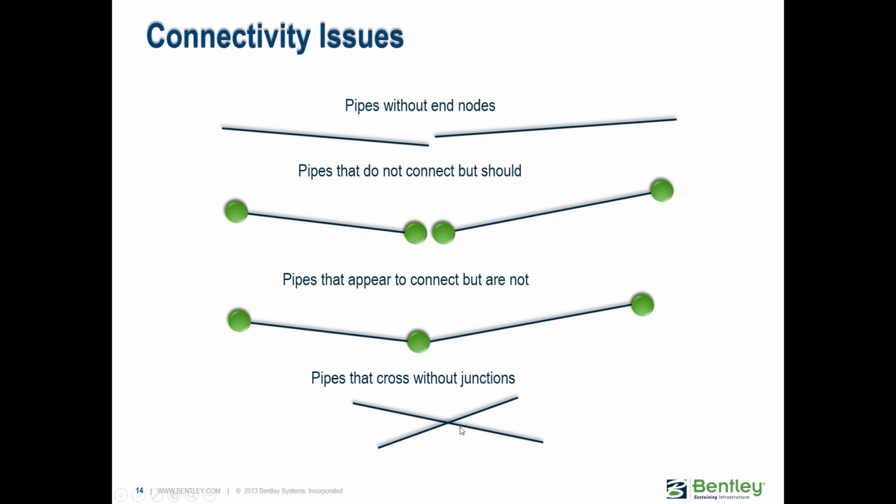The last example at the bottom here, pipes that cross without junctions. So should these pipes be connected, or do they really cross? If there's not an endpoint there in the data source, Hammer's ModelBuilder will import them as two separate pipes not connected in the middle.